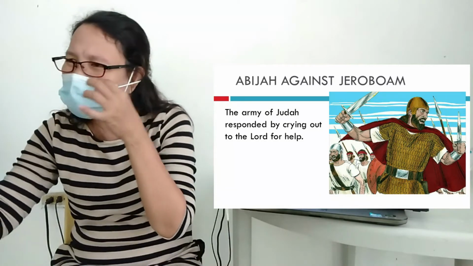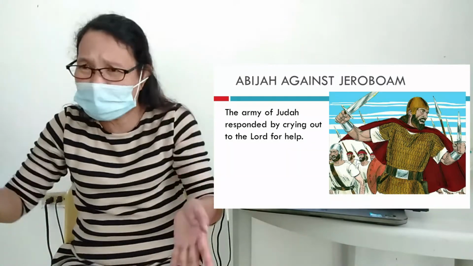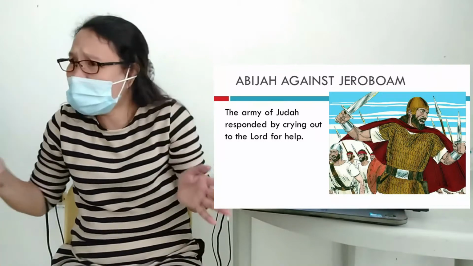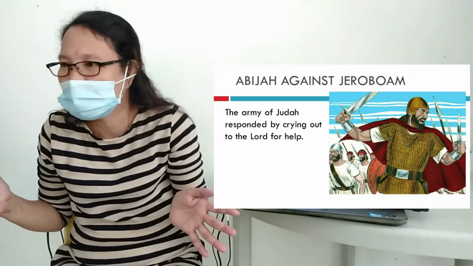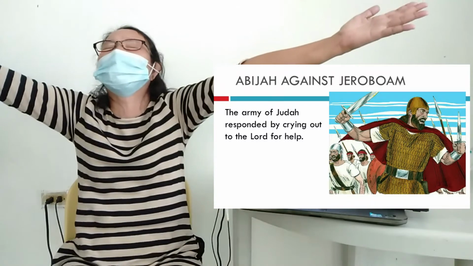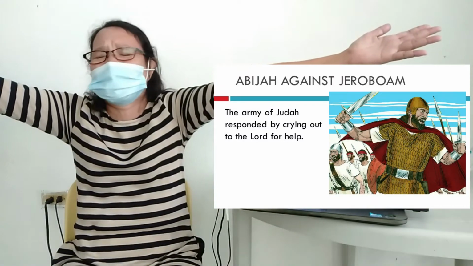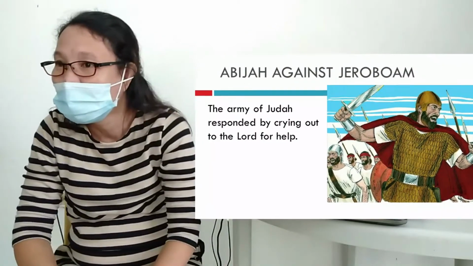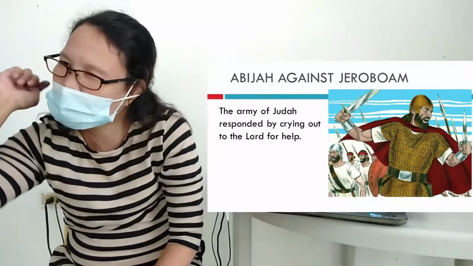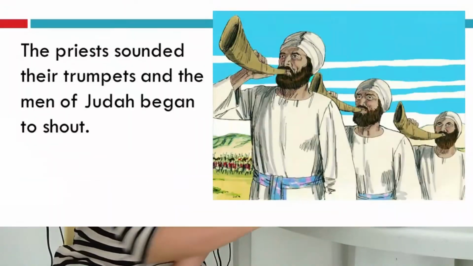Because they cannot defeat the 800,000, right? Daghan kaayo ang 800,000. How can they defeat the 800,000? But they cried out for help to God, Lord, tabangi mi Ginoo. They cried out for help to God. And what happened? Look what happened.